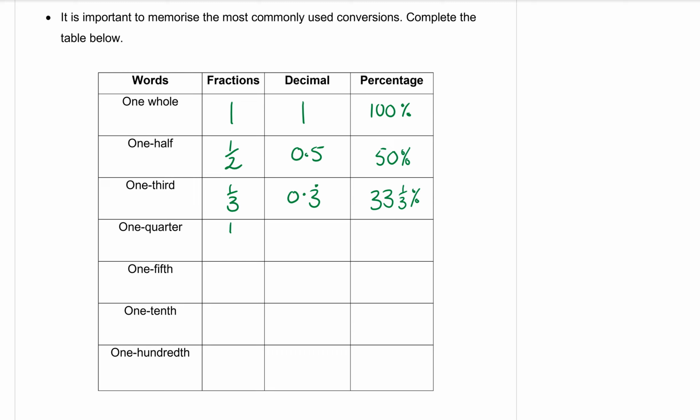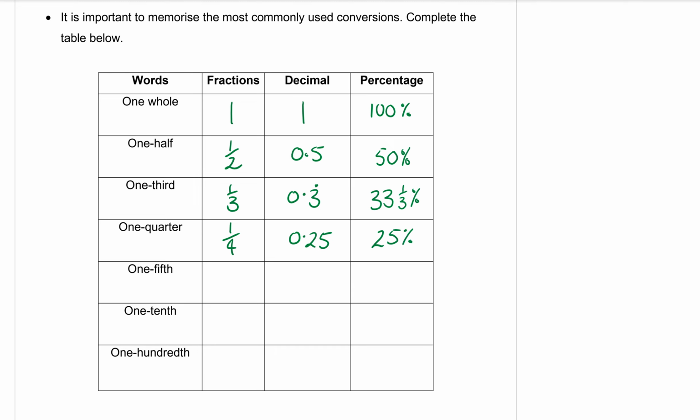1/4 is 1/4. It is 0.25. Remember, you'd just be using your SD button on your calculator to go from the fraction to the decimal part. And then to get to a percentage, we get 25%.